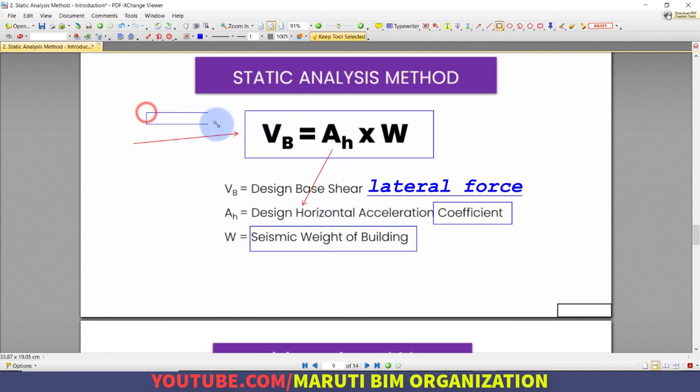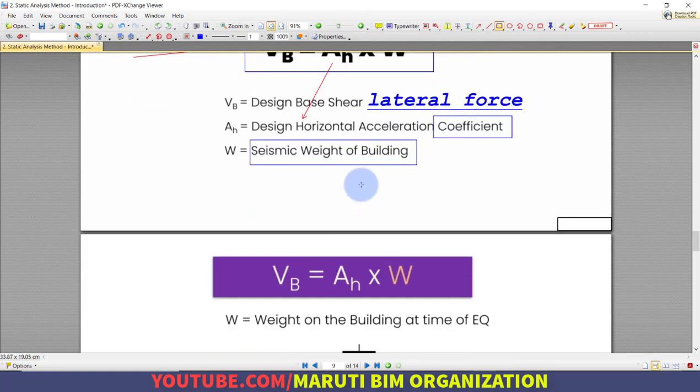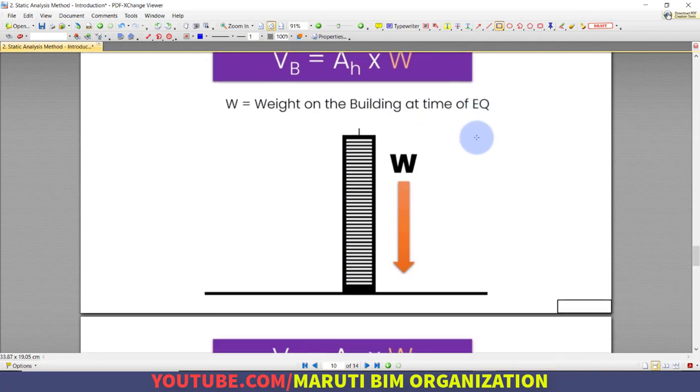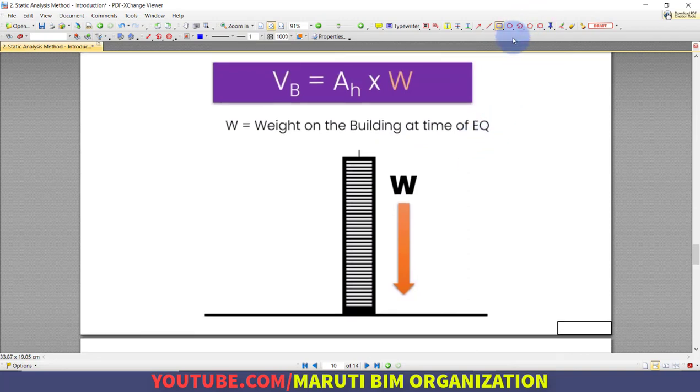हम ये वाली फॉर्मूला यूज करेंगे, VB इक्वल टू AH इंटू W. उसमें AH फाइंड करेंगे, फिर W भी फाइंड करेंगे, राइट. अभी ये AH और W कैसे निकालते हैं उसके बारे में मैं डिटेल में डिस्कशन करूंगा. So VB is the AH into W, and W is the weight of the building at the time of the earthquake. So let us say you are going to calculate the total weight of the W.